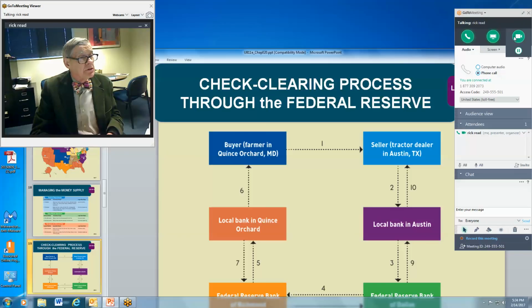This gives you a check clearing process through the Federal Reserve. I'm not going to spend a lot of time on it because that's kind of a busy slide. What I am going to tell you is that the Federal Reserve has closed several of its check clearing facilities because more people are paying their bills online.